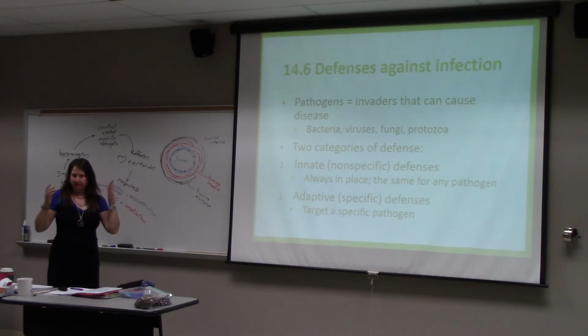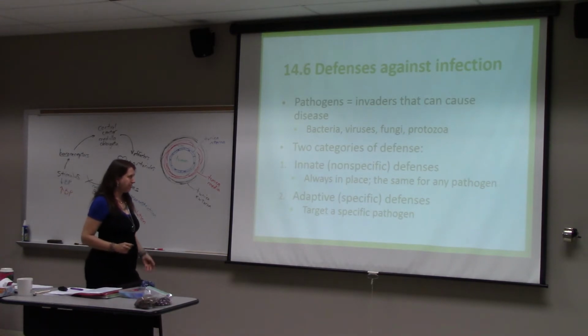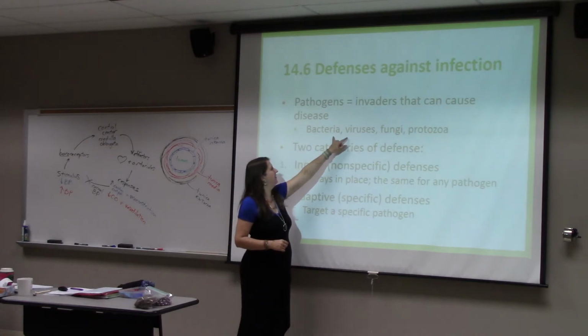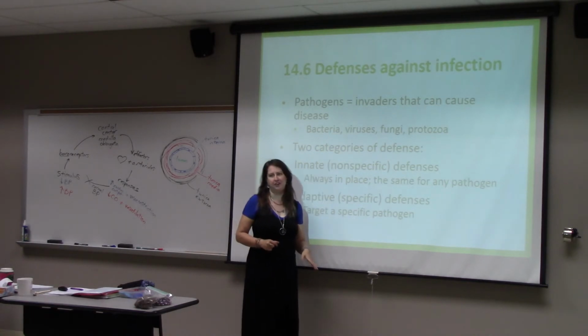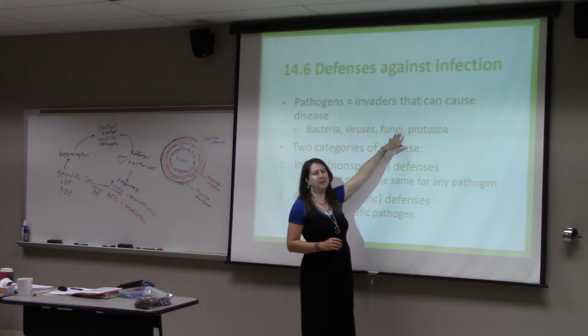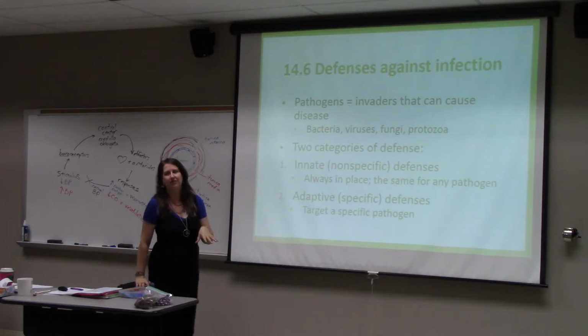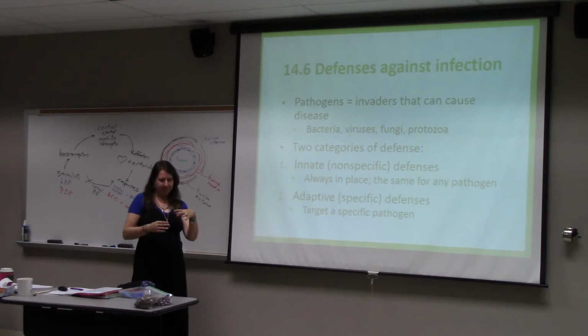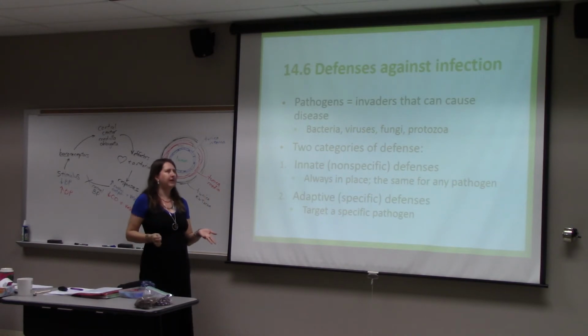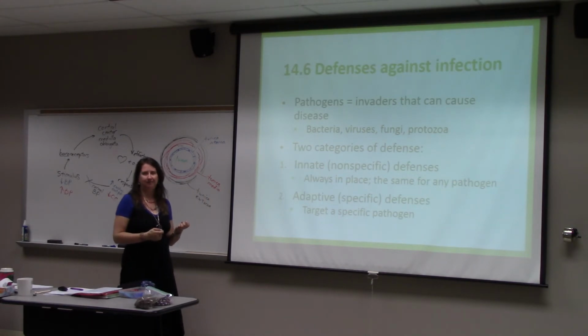Pathogens are any kind of invader that can cause disease, usually small things. Bacteria and viruses are the major types of pathogens. Some fungi and things called protozoa can also be pathogens. Protozoa is a single-celled organism that has a nucleus like our cells do. An example of one that causes disease is malaria.